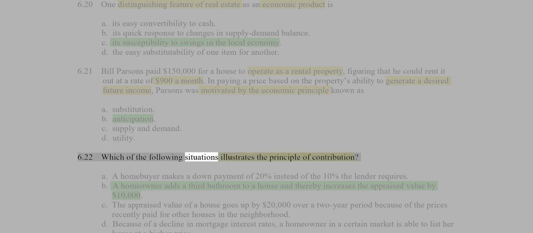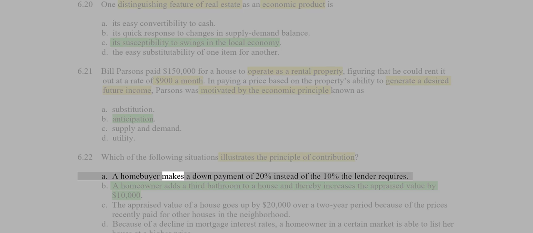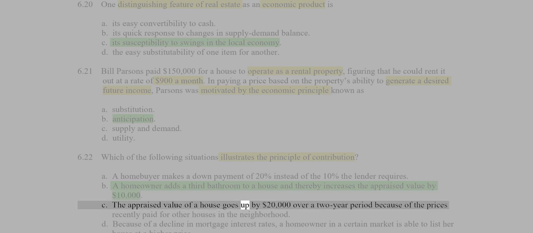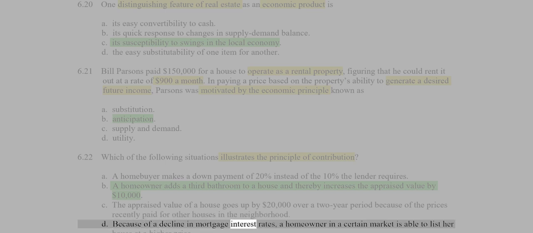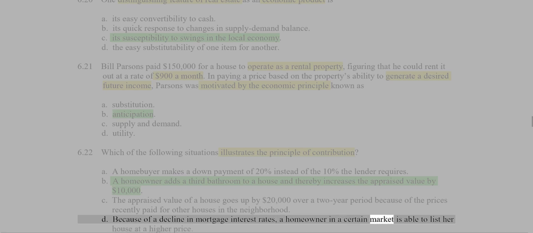6.22 Which of the following situations illustrates the principle of contribution? A. A homebuyer makes a down payment of 20% instead of the 10% the lender requires. B. A homeowner adds a third bathroom to a house and thereby increases the appraised value by $10,000. C. The appraised value of a house goes up by $20,000 over a 2-year period because of the prices recently paid for other houses in the neighborhood. D. Because of a decline in mortgage interest rates, a homeowner in a certain market is able to list her house at a higher price.